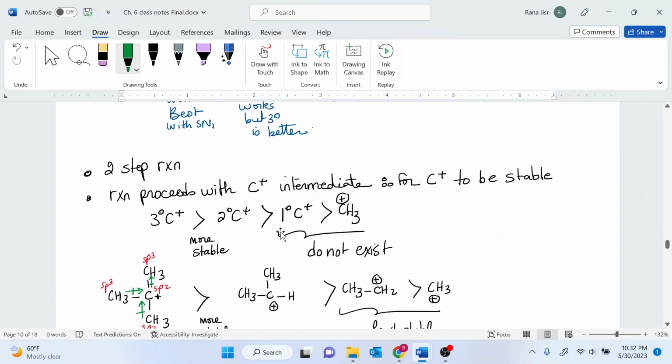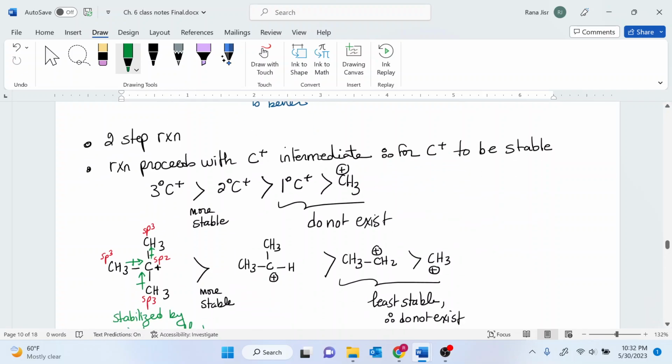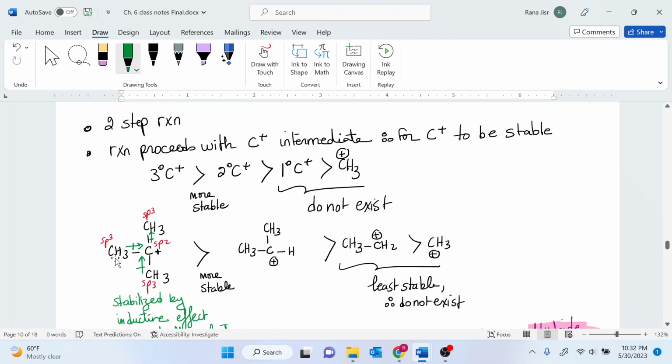Now, the reason for the stability of the carbocations is the distribution of the charge. CH3 is an electron donating group. Why is it an electron donating group? Because the carbon is sp3 hybridized and the carbocation is sp2 hybridized. We know that sp2 is more electronegative than sp3. So sp2 will steal electrons from the sp3, making the sp3 donate electrons.